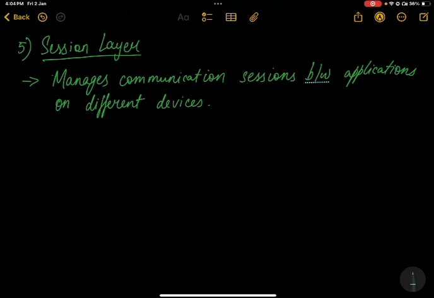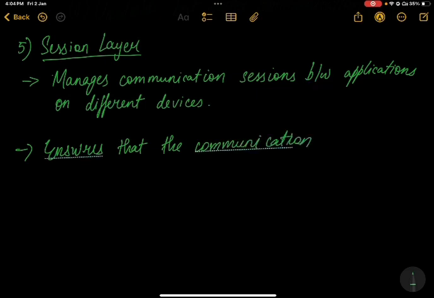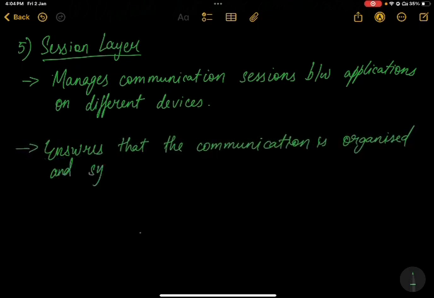This layer ensures that the communication is organized and synchronized. Now the next layer is the presentation layer.